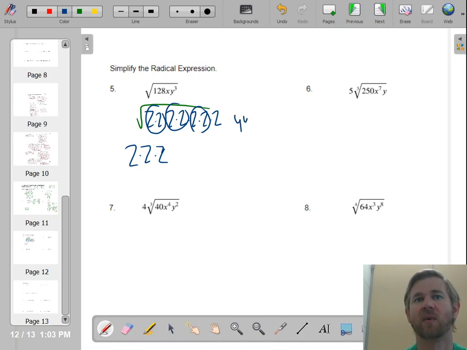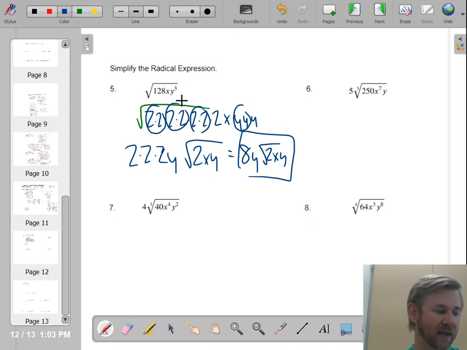But if you have y, y, y, you can say a y will make it out. X isn't going to make it out. So what's left underneath? We have a 2, an x, and a y. So this will simplify to 2 times 2 times 2, which is 8y radical 2xy.